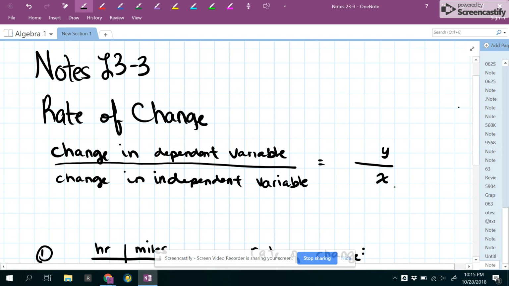And in math and science classes, we use a triangle to represent change in. So again, rate of change is your change in your dependent variable over your change in your independent variable. Change in y over change in x.